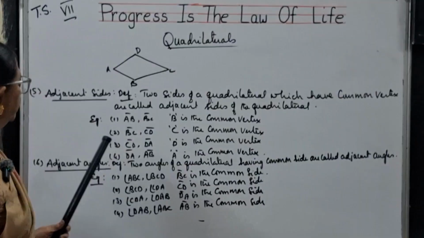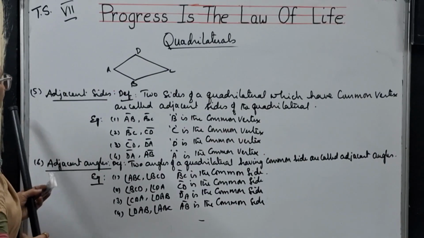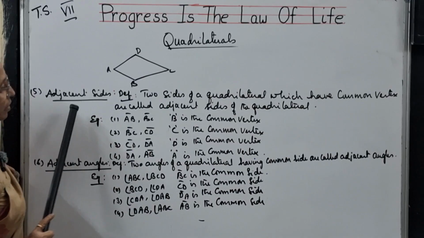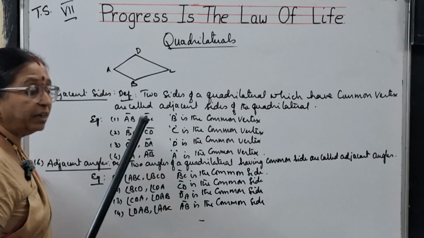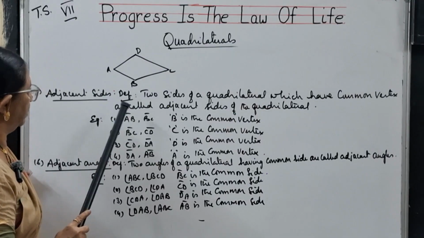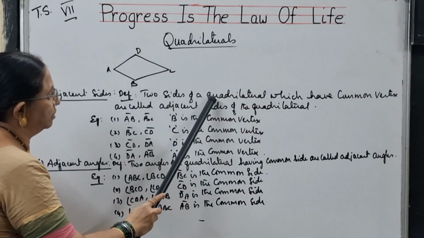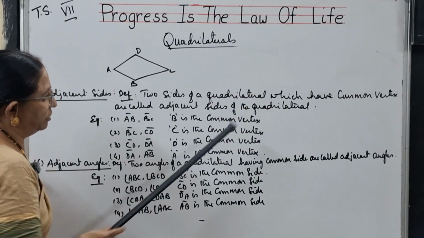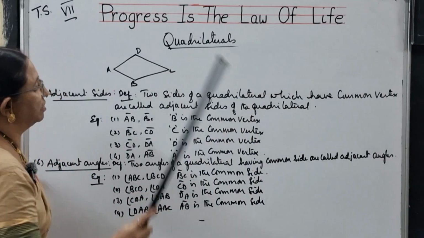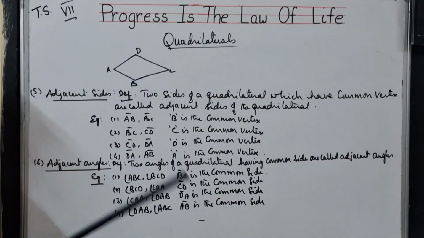quadrilaterals. Now, children, the next one is adjacent sides. Actually, what is the meaning of adjacent? Adjacent means the immediate next is called adjacent side. So, the definition of adjacent sides is two sides of a quadrilateral which have a common vertex. They are called adjacent sides. Both should have a common vertex.